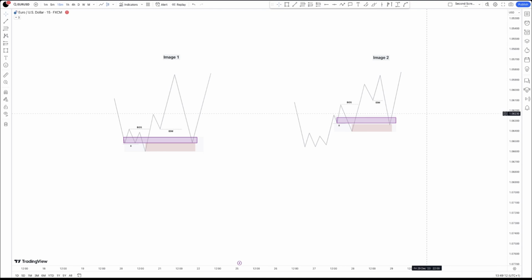If you understand how POI and order block work, you understand how the concept of QMO, whatever they call it, works. Now I hope with this content you're able to understand everything in an easier way.